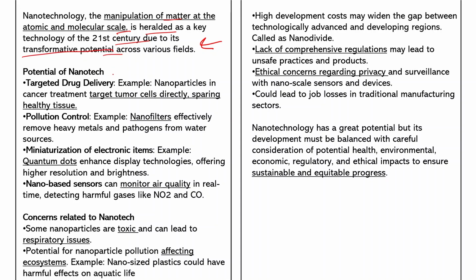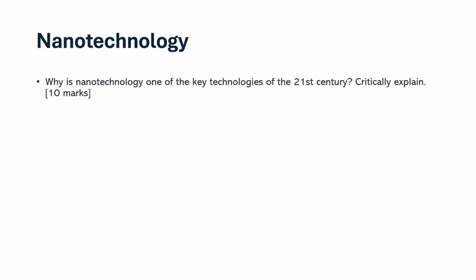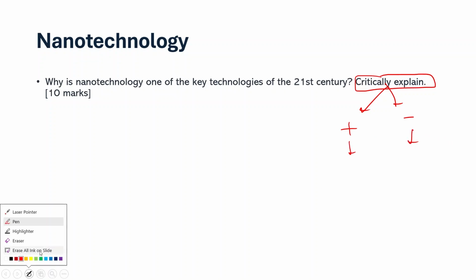Alright, then you write about potential of nanotechnology. So why are we doing this? Because they are asking you to critically explain. So you have to write about both positives and negatives. So in the positives you are writing about potential, and in the negatives you will be writing about concerns, right?